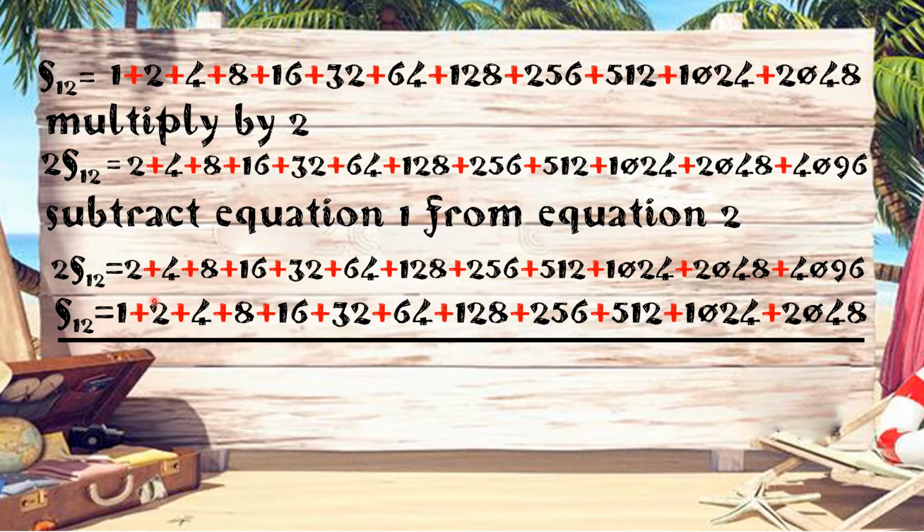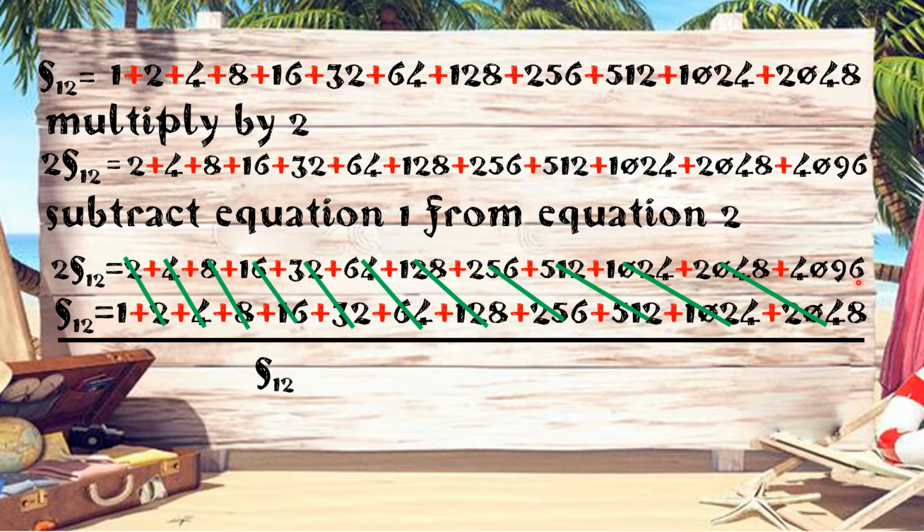Okay, now let's see. If we are going to subtract 2 from 2, it will already be cancelled, or it becomes 0. And then we have 4 minus 4. Remember, we are subtracting equation 1, so instead of positive, it becomes minus because we are subtracting. So we have 4 minus 4, which cancels because it is 0. And also this one, 8 minus 8, 0 as well. And so on. So all of those become 0. And then we have 2048 minus 2048, 0 as well.